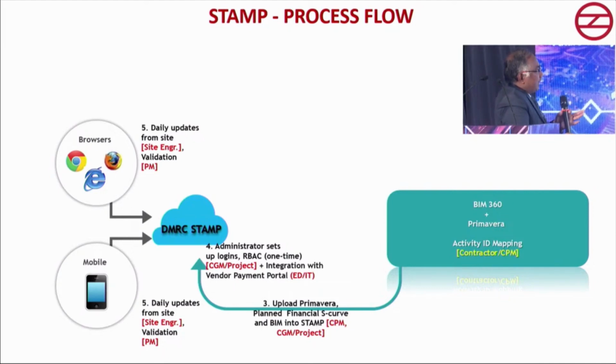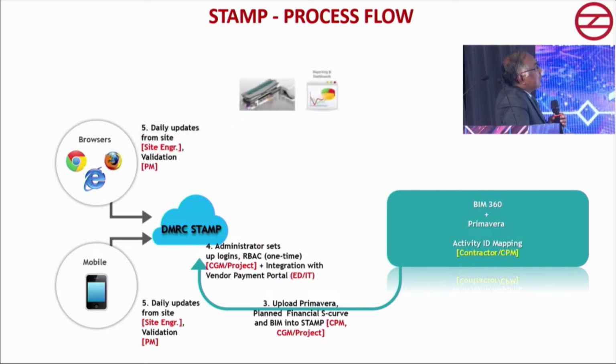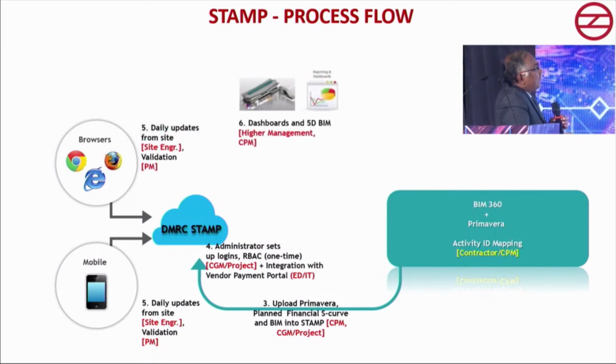Normally, of course, all metro projects are in metro cities, so there is no problem of network. Even so, there is a facility that when the network is not available, you can update later, and whenever you come into network range, it will go to the dashboards. Then we have created a validation system. Whatever progress is being updated, whether it is correct or not, will be validated by the PM, like in DMRC, on a weekly basis. So everything you will be able to see on dashboards as well as on the BIM models.